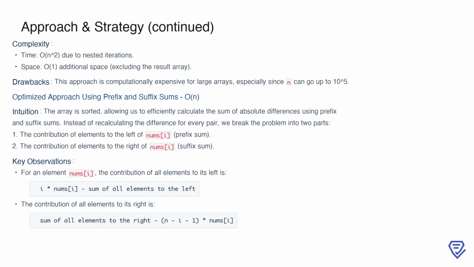By leveraging this property, we can use an optimized method involving prefix and suffix sums, which reduces the time complexity to O(n). This approach breaks the computation into two parts: the contribution of elements to the left of nums[i], and the contribution of elements to the right. For elements on the left, the contribution is proportional to their distance from nums[i], while for elements on the right, the contribution works similarly but in reverse.